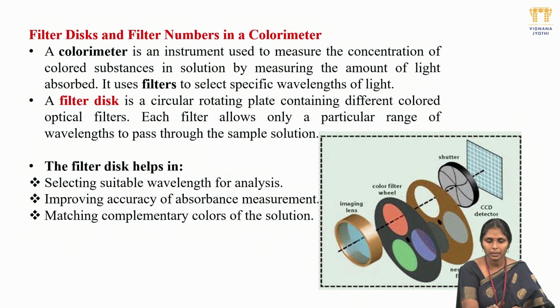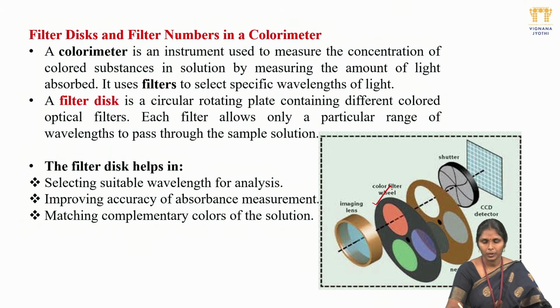Filter number means, as you already know, the colorimeter technique. It is an instrument to measure the concentration of colored substances in solution by measuring the amount of light absorbed. It uses filters to select specific wavelengths of light. Whatever filter disc we are using is in circular rotating plates, containing different colored optical filters.